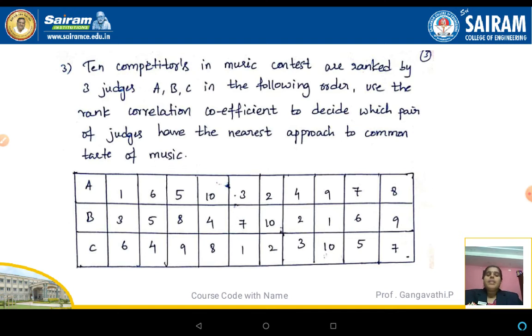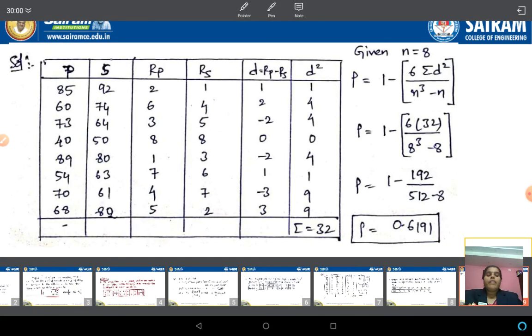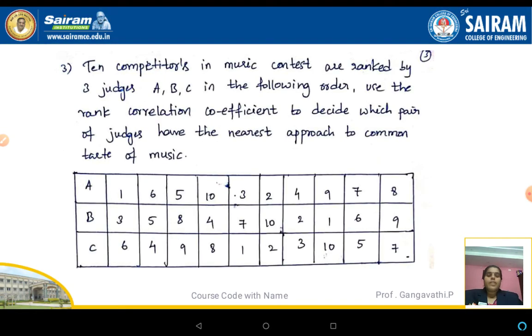So A is the first judge, B is the second judge, and C is the third judge. A has given the ranks for 10 competitors. The first competitor A has evaluated as 1, that is first rank, and the second competitor has been assigned 6th rank. The third competitor has been given 5th rank. Likewise, judge A has assigned the ranks 1, 6, 5, 10, 3, 2, 4, 9, 7, 8.